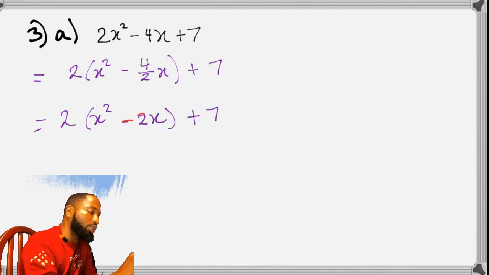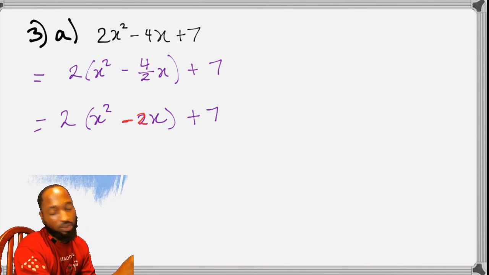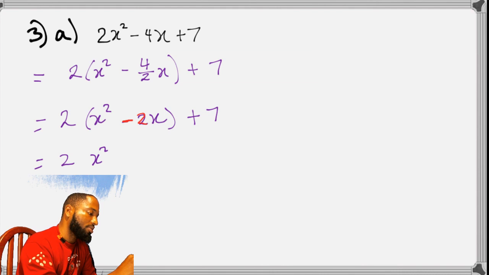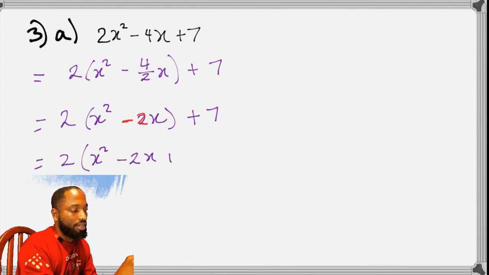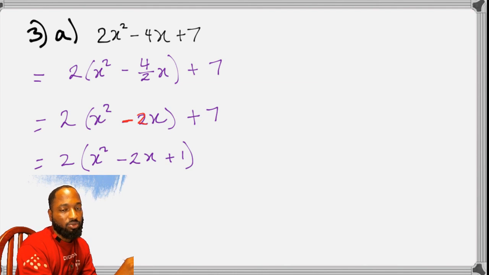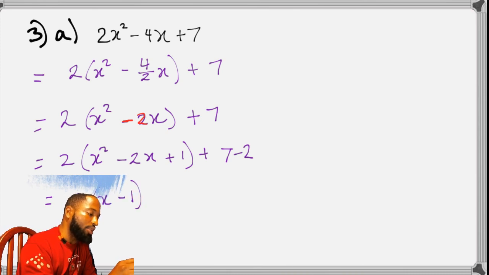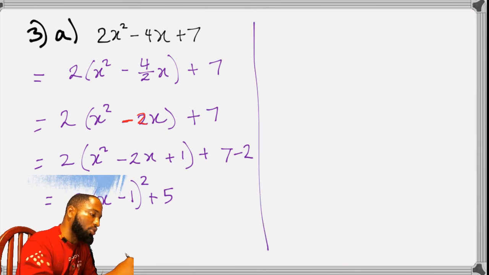Divide this number by 2 and square it. So negative 4 divided by 2 is negative 2, squared is positive 4, so inside we add in positive 1 right here, just to create a perfect square. Take it back out, multiplied by a, so you need to take back away 2. Then you just finish up: 2 into (x minus 1) squared plus 5. Where did I get the 1 from? Half of this. That is what goes there.